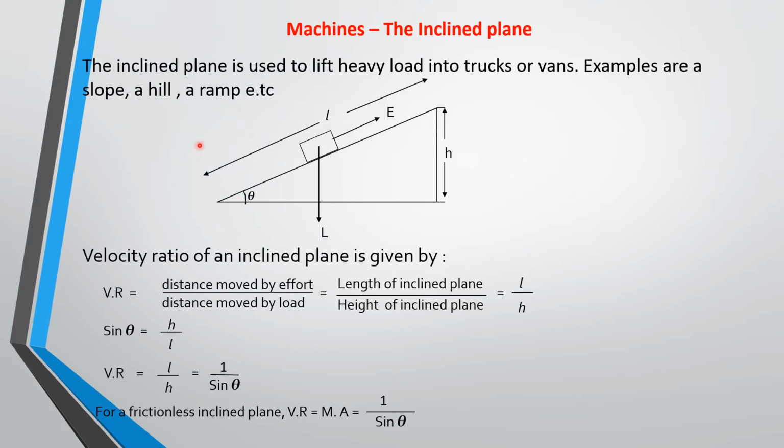So what is important in an inclined plane is the velocity ratio. Velocity ratio is distance moved by the effort over distance moved by load. The distance moved by the effort in this instance is the length of the inclined plane, and the distance moved by the load is the height of the inclined plane. So velocity ratio is equal to length of the inclined plane over the height of the inclined plane.